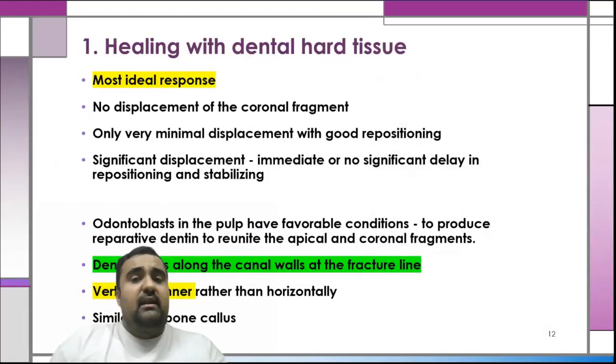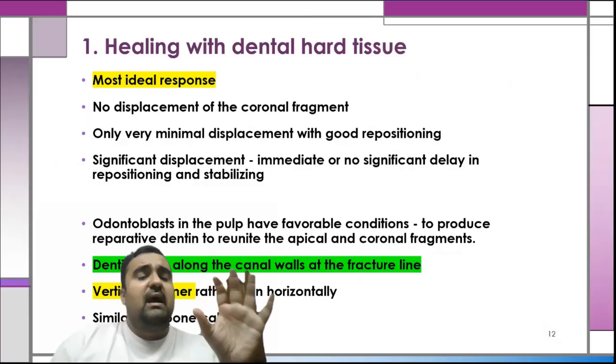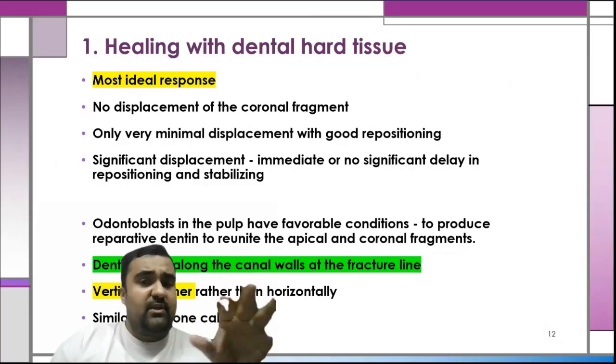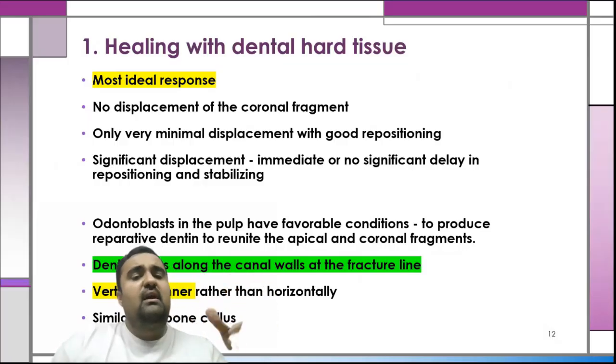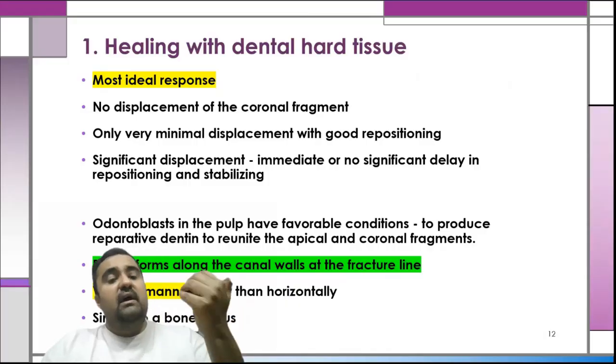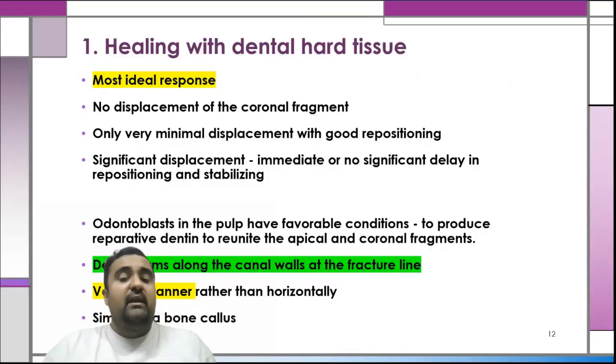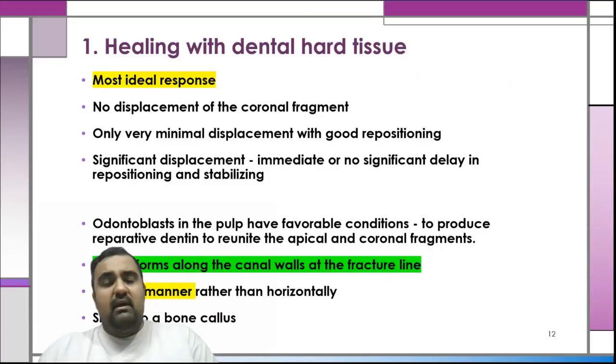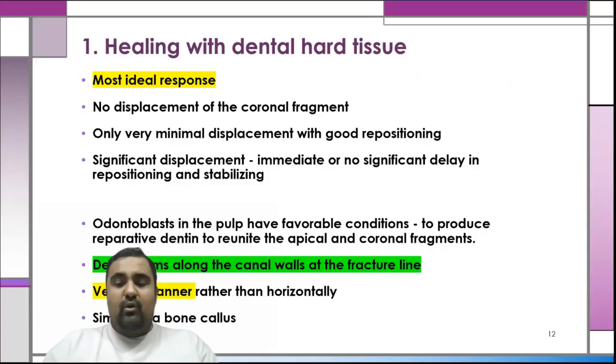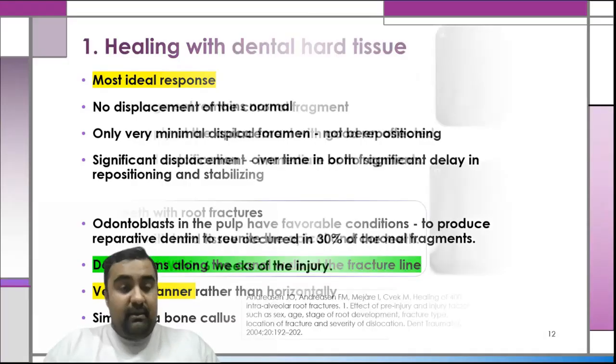So healing with dental hard tissue is the most ideal response. Here there is no displacement of the coronal fragment, only minimal displacement with good repositioning. Odontoblasts in the pulp have favorable conditions which produce reparative dentin to reunite the apical and coronal fragments. The dentin forms along the canal walls at the fracture line, and it is usually in a vertical manner rather than horizontal, and it is always bone-like in structure. It resembles a bony callus.